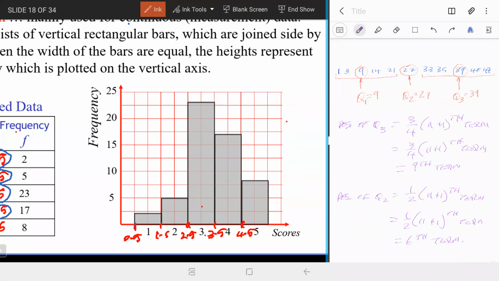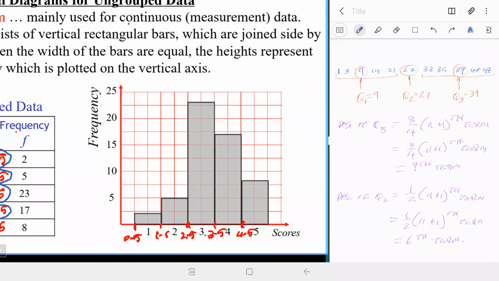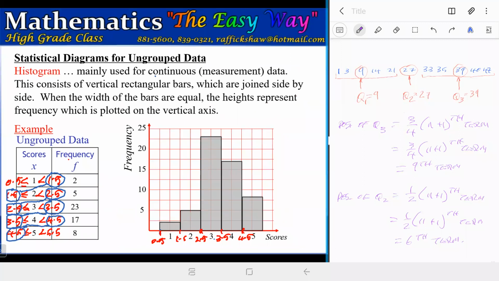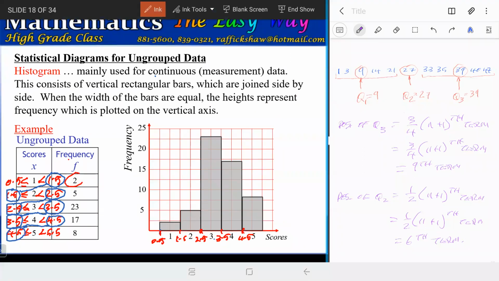And then the height of the bars match the frequency that they're representing. So the first bar goes to a height of 2. The second bar goes to a height of 5. The next bar goes to a height of 23. So the next bar drops down to 17. The next bar drops down to 8.